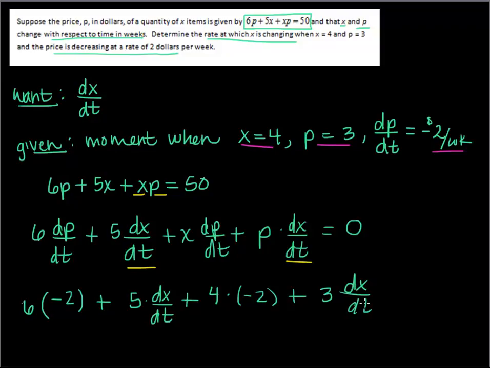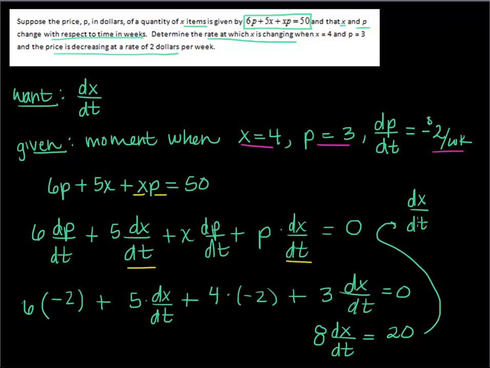I should know what my units are, right? I'm looking at how x is changing. What is x? X is the number of items, so it would be items per week. And if we solve this, this is negative 12 minus 8. That'd be negative 20. If I combine like terms, I get 8 dx/dt equals 20. If I move that over, 20 divided by 8 is 2.5. So look at what my answer is. My answer, dx/dt, is 2.5. And what is x? Items. What is my time? Per week. I hope that makes sense.